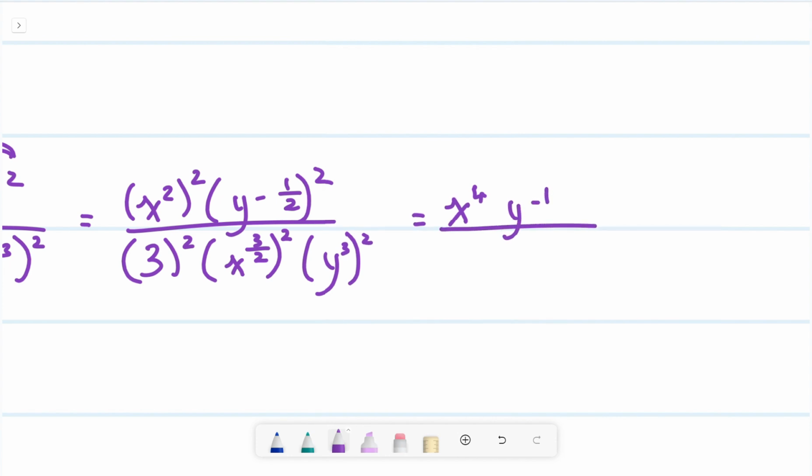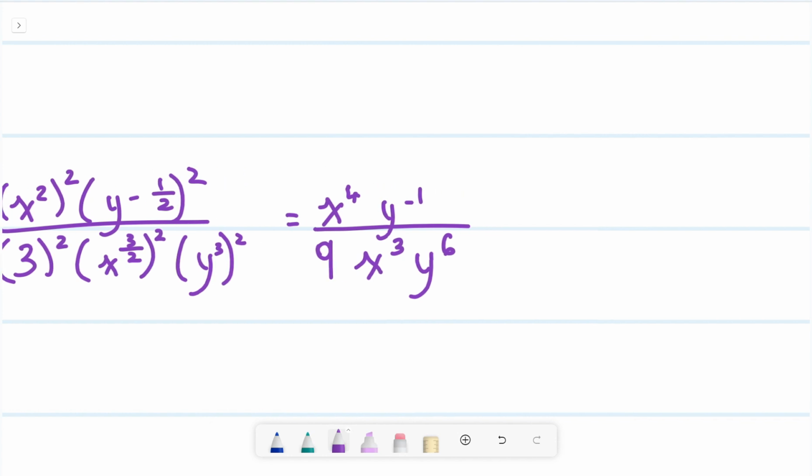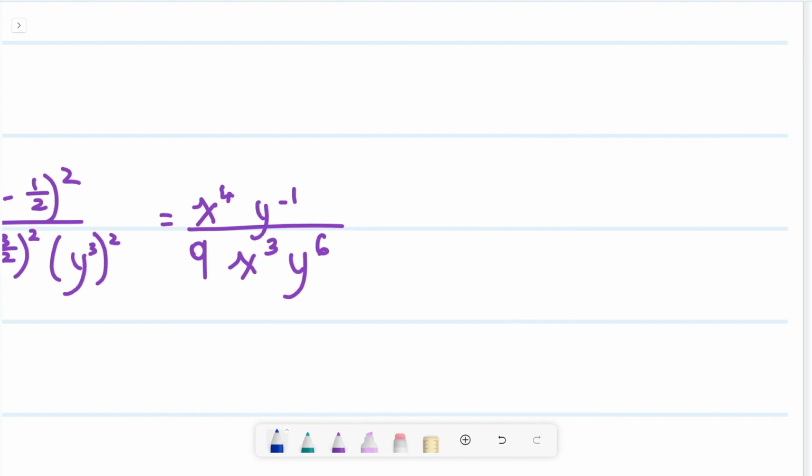Now in the denominator, 3 squared is 9. X to the power of 3 halves times 2 is x to the power of 3. Y to the power of 3 times 2 is y to the power of 6. So now as you can see, I have an x in the numerator and in the denominator. I can write this as x to the power of 4 minus 3.